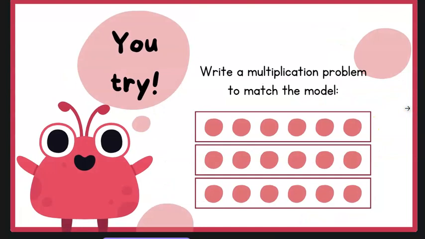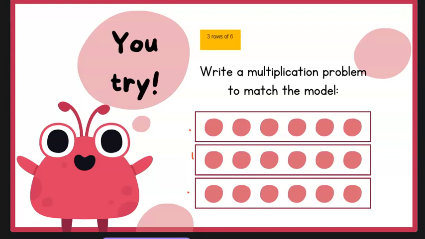Next, you're going to try. Let's write a multiplication problem to match the model. How many rows do we have here? We have 1, 2, 3. So we have 3 rows. And then how many dots do we have in each box? We have 1, 2, 3, 4, 5, 6. So then we have 6 in each box. So we have 3 rows of 6.